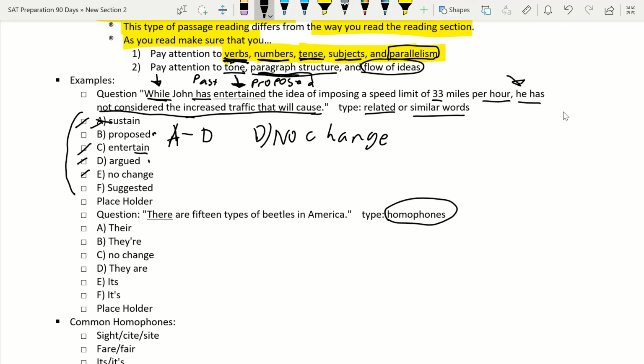So while John has suggested the idea of imposing a speed limit of 33 miles per hour, once again, the problem with that is that it's not as strong, right? It doesn't really fit. We're indicating that someone's really proposing a policy and advocating it, and then someone's counteracting that, right? Someone is refuting that point. If you don't know what refuting is, it means basically arguing against that point, right? So if we're going to have this refutation or this rebuttal, then we have to have this strong proposed verb here, not just suggested, but proposed. So the answer there is going to be B.